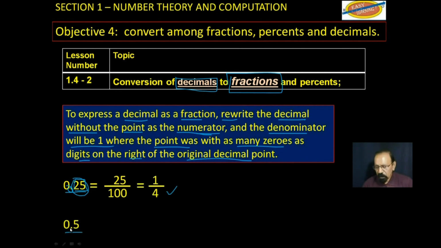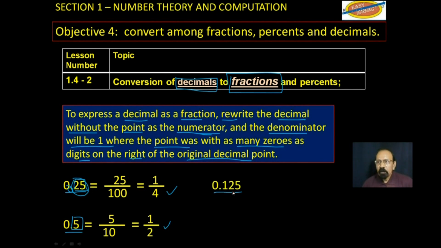0.5. So you write 5 without the point over, you write a 1 below where that point is. You replace the point with a 1 below, and you add this 0 because you only have 1 digit. So you get 5 over 10, and that works out to be half.